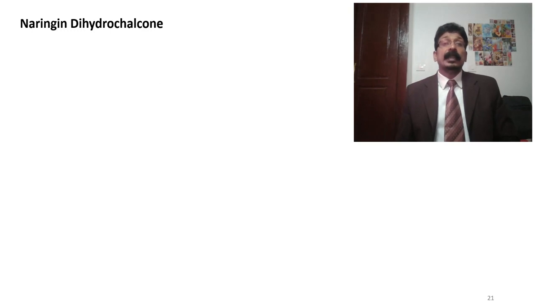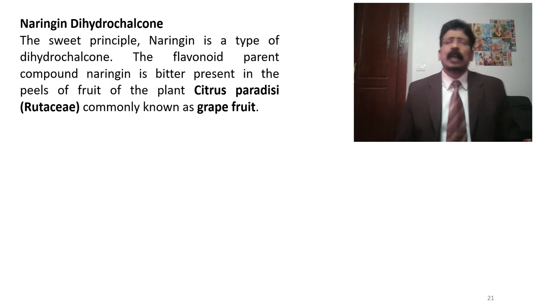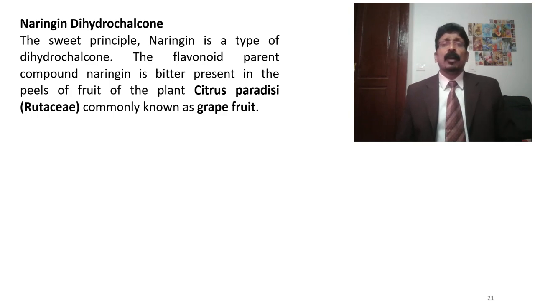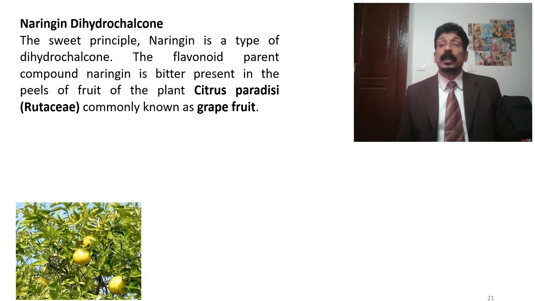Naringin dihydrochalcone is another compound. This sweet principle naringin is a type of dihydrochalcone. The flavonoid parent compound naringin is bitter, present in the peels of fruits of the plant Citrus paradisi, Rutaceae, commonly known as grapefruit. You see, this is commonly known as grapefruit.